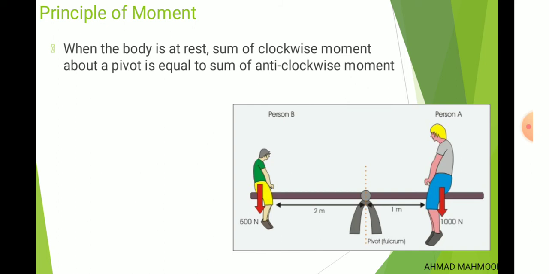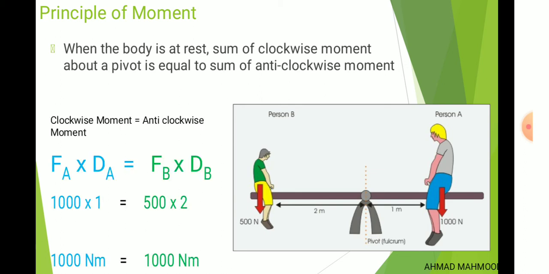For example, here you can see there are two boys, both have different weights. To keep this seesaw at rest, the movements of these two persons should be equal. So let's see it mathematically.